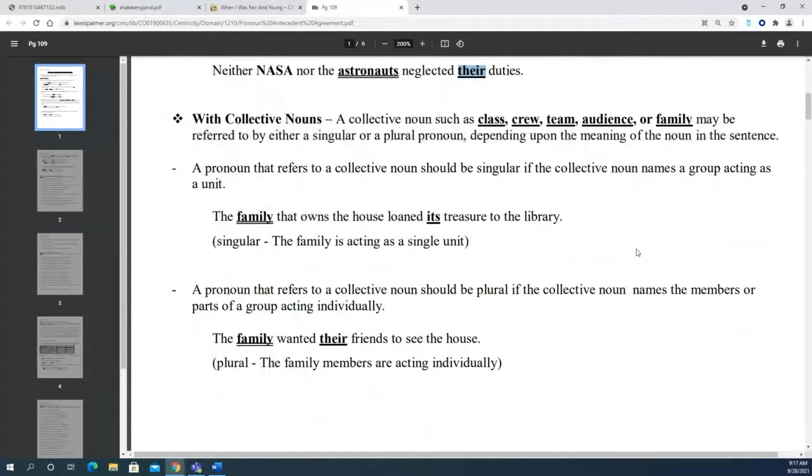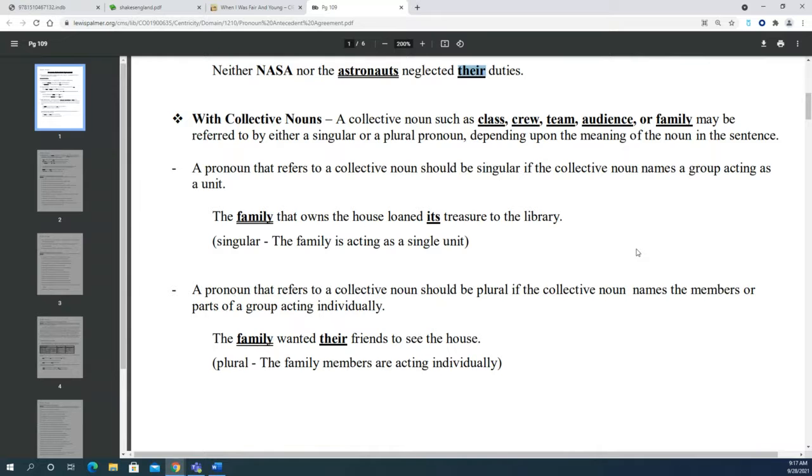Collective nouns. A collective noun such as class, crew, team, audience, or family may be referred to by either a singular or plural pronoun, depending upon the meaning of the noun in the sentence. A pronoun that refers to a collective noun should be singular if the collective noun names a group acting as a unit. So if you look at this particular sentence, the family that owns the house loaned its treasure to the library. The family is acting as a single unit, so that's why it's singular.